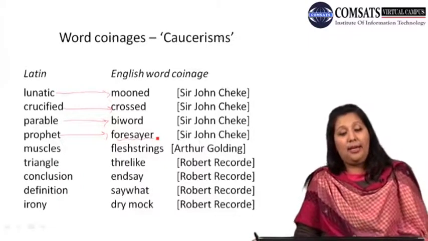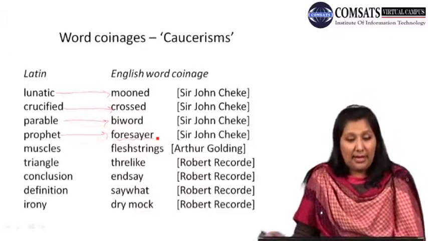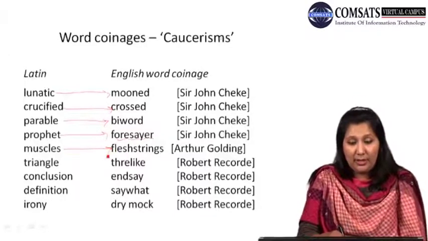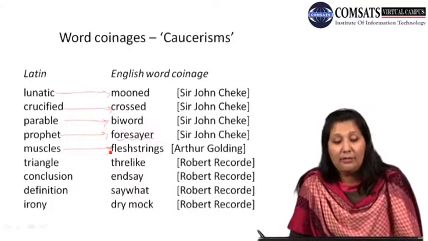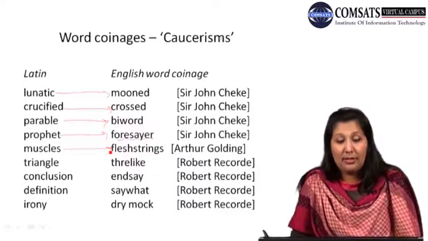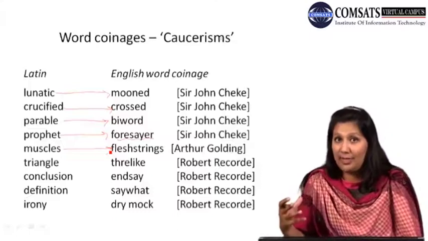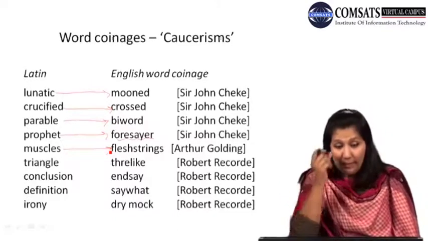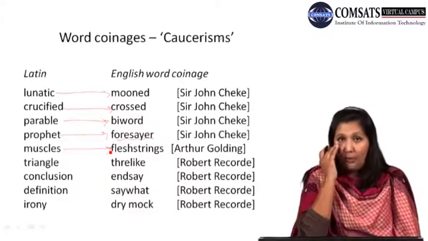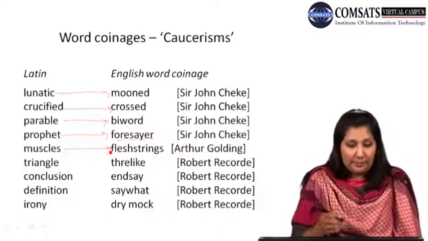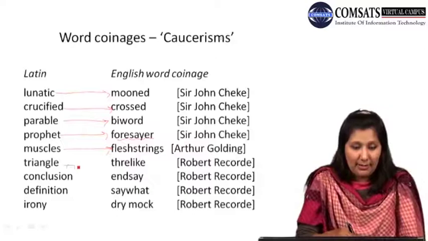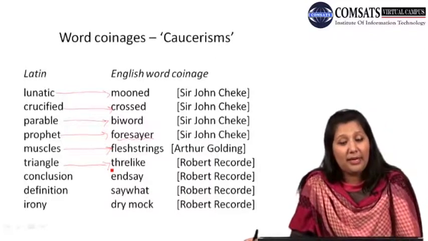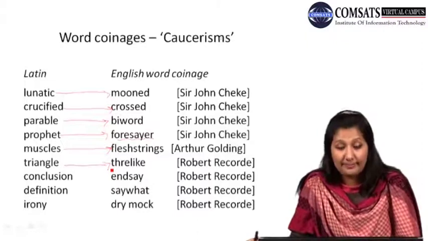Okay, then in muscles, another Latin word that was used in the English language became flesh strings. Muscles and flesh strings. Yes, this is a new coinage, and this is a word of English its own self, but actually it is coming from the word muscles. The word triangle has become tree-like in English.